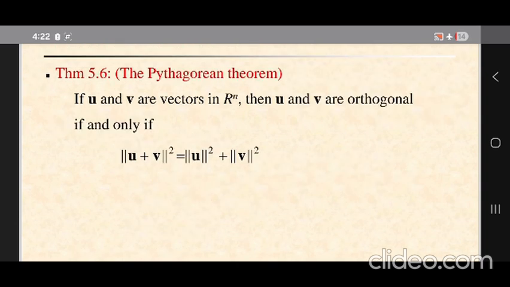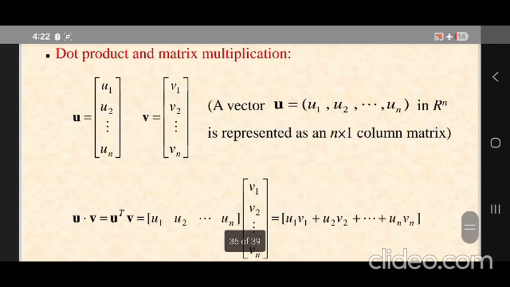Pythagorean theorem. If u and v are vectors in R^n, then u and v are orthogonal if and only if the Pythagorean condition holds: norm of u plus v, squared, equals norm u squared plus norm v squared.